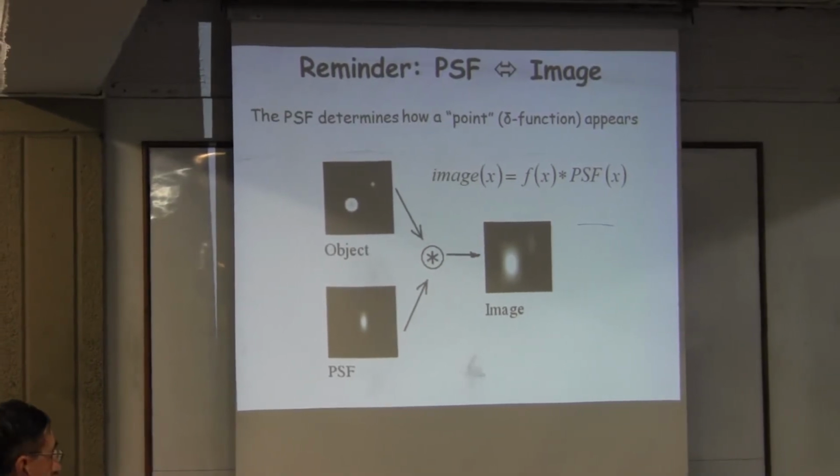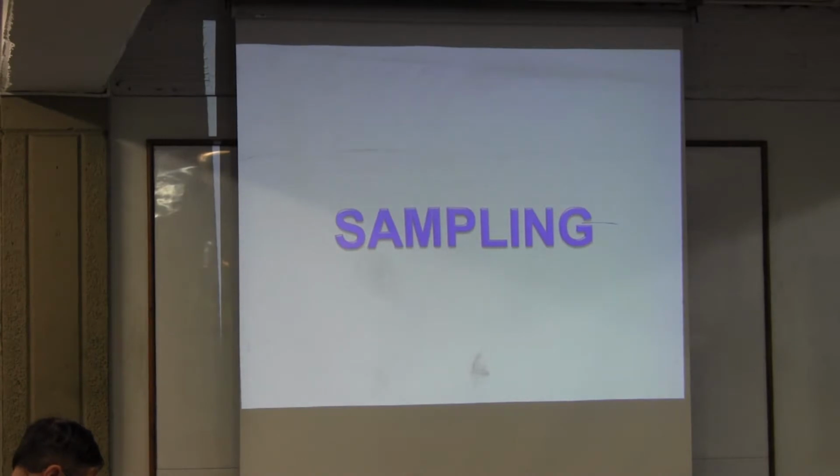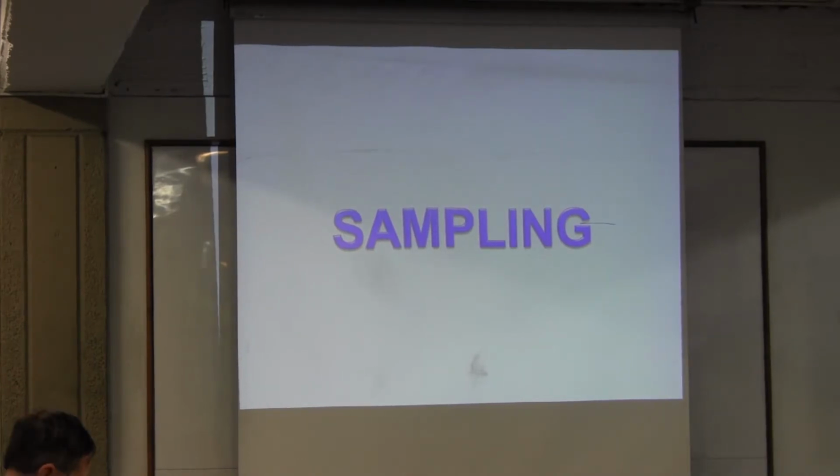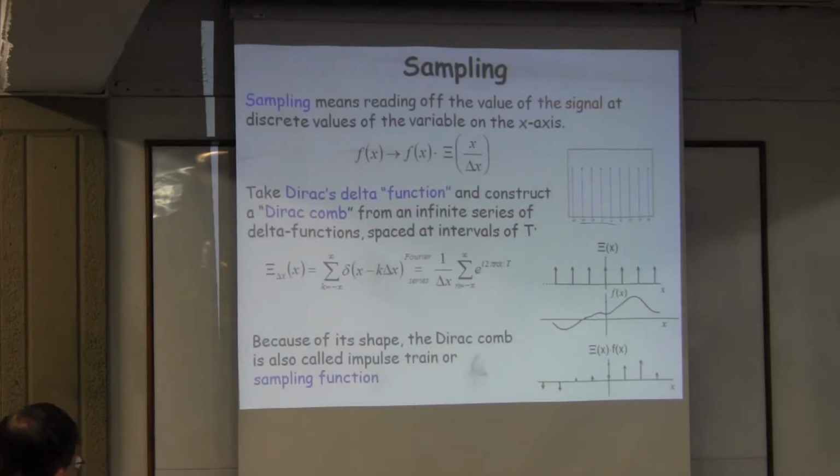Which brings us to the next topic. I thought we should say a few words about the sampling. Sampling of a signal. Sampling generally means that you're reading off the value of a signal at discrete values. And that's only given by practicality. There is no system that gives you a perfect recording of measurements continuous in time.